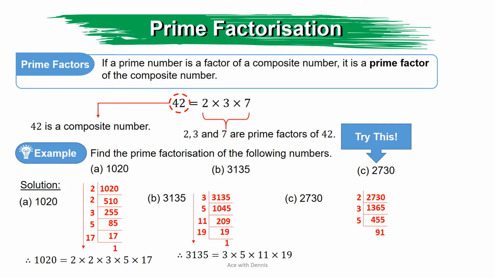So 455 is divisible by 5. Therefore, we get 91. And 91 is divisible by 7. We get 13. 13 is divisible by 13. And eventually, the last number is 1. Therefore, 2730 equals 2 times 3 times 5 times 7 times 13.